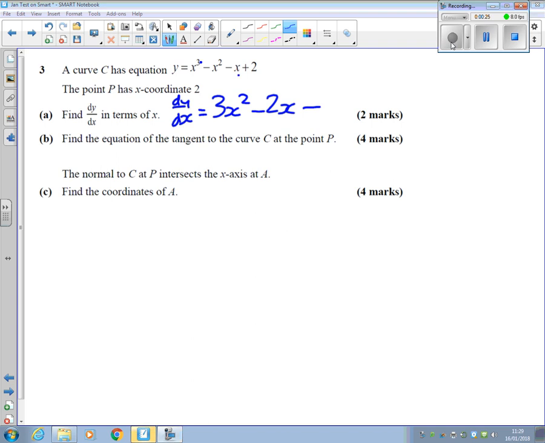And x, few people mark that one up, x differentiates to 1. It's the 2 that disappears. So you're getting 2 marks to do that.